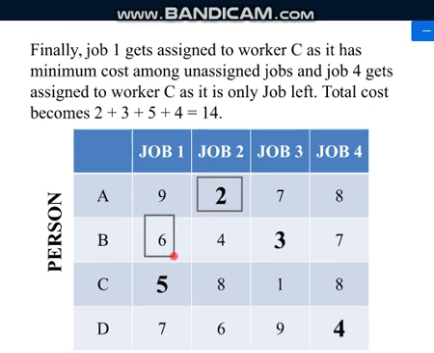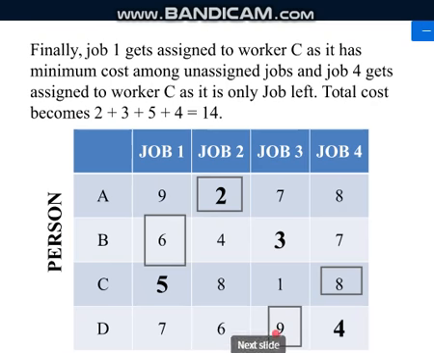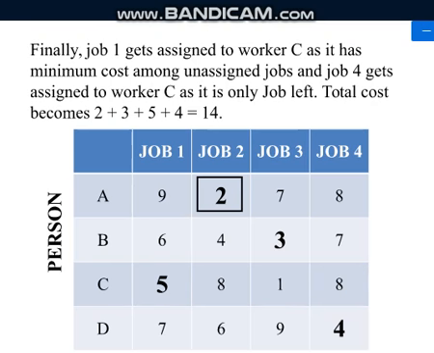This is already done. Now what is remaining? 1, 8, 9, 4. So if I allocate 8 and 9, what would be the cost? The total cost is 25. But I don't want to do that. What I'll do is, I'll go with the least possible value. What is the least possible value? 1 and 4. So that is what I have done.